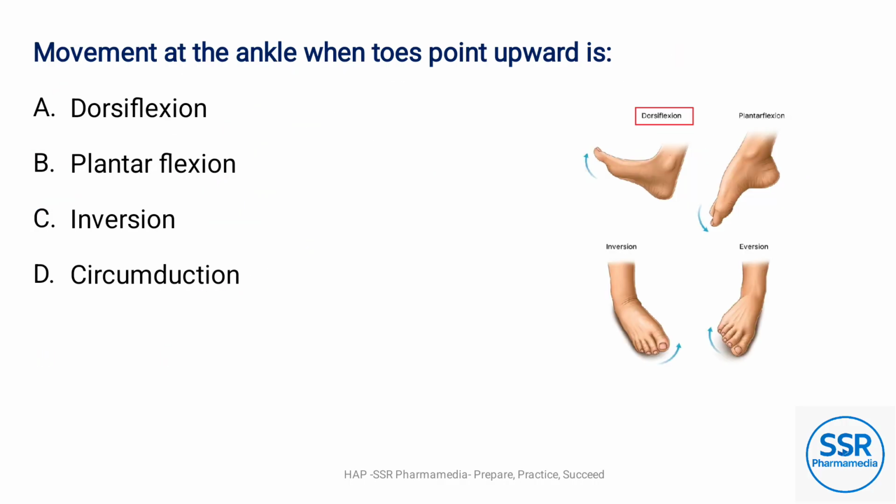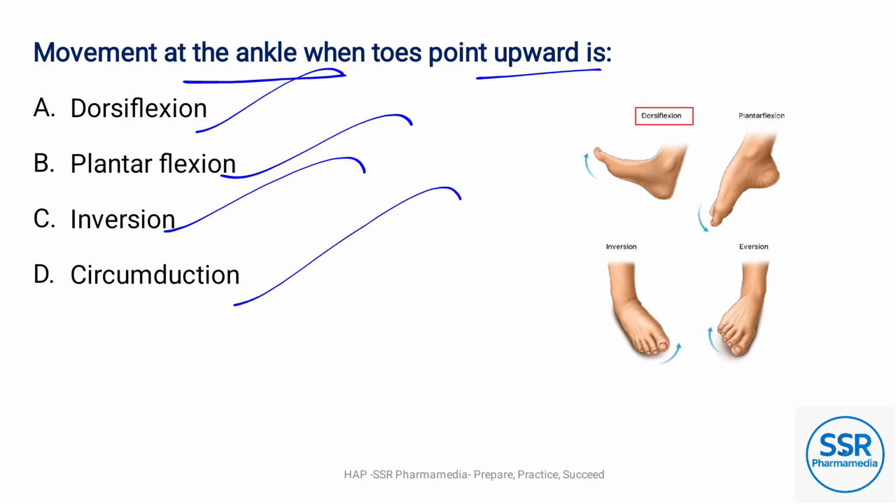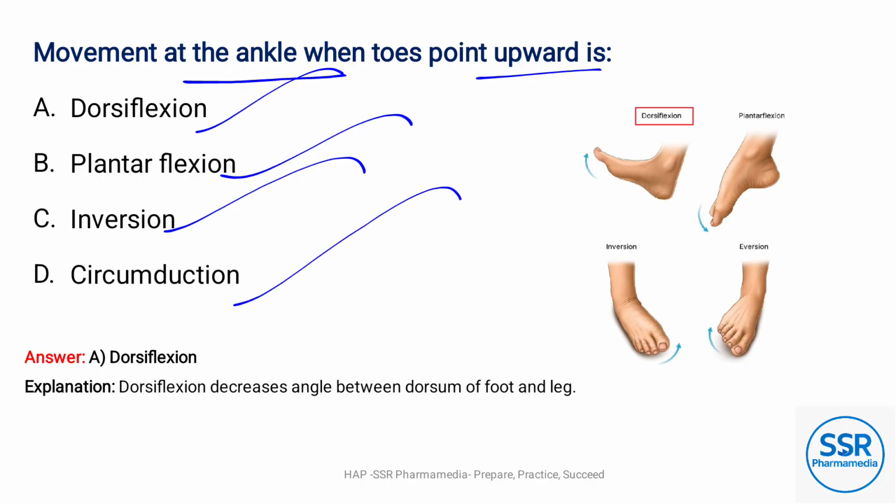Next, the movement at the ankle when the toes point upward is? Option A dorsiflexion, option B plantar flexion, option C inversion, option D circumduction. So the answer is option A dorsiflexion. Dorsiflexion decreases the angle between the dorsum of the foot and the leg. So this is dorsiflexion.